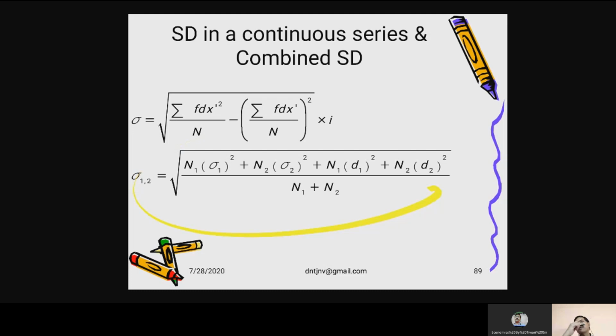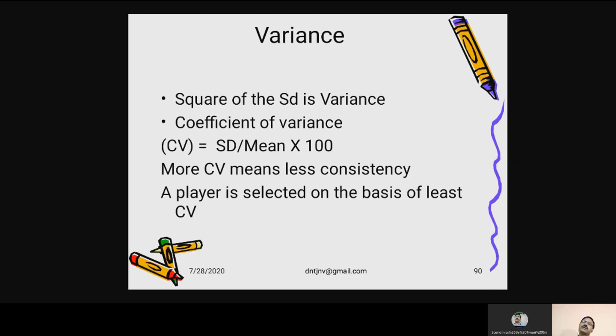When we talk about variance, variance is the square of the standard deviation. It's just the square of the standard deviation. Coefficient of variation is standard deviation upon mean. Coefficient means the level of consistency. A player is selected on the basis of this CV.